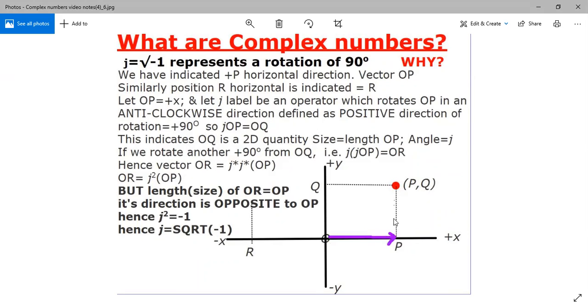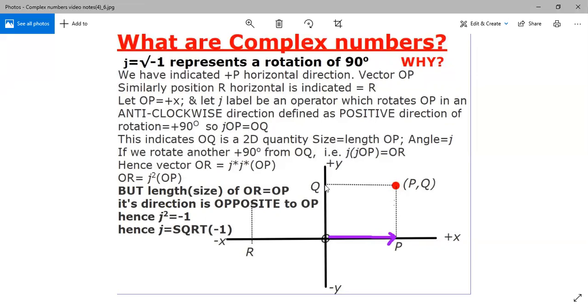If we rotate that vector into position Q, O to Q, what we have done is that vector is the same size as P. All we've done is rotate it 90 degrees. We use the J operator to indicate a rotation of 90 degrees. So O to Q is J times O to P. It's a two-dimensional number here. The sizes are equal, and all we've done is rotated it 90 degrees as indicated by this J operator.